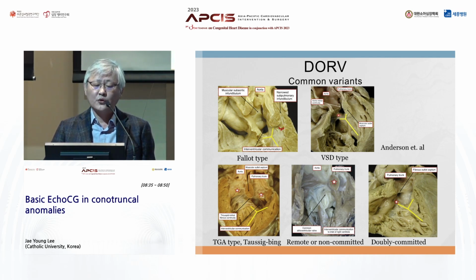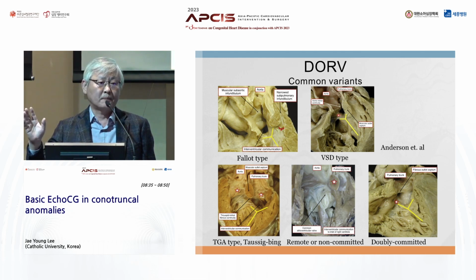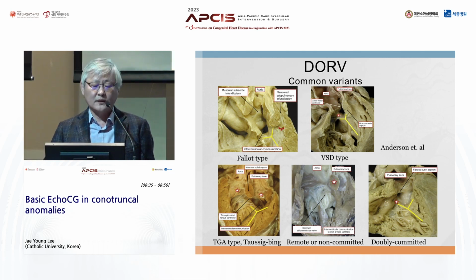In this case also, the VSD is within the limbs of the TSM, and the conal septum inserts to the anterior limb of the TSM. And in this case, the RVOT is widely patent. But in this case, you know, the conal septum here, VSD is here, and the pulmonary valve, aortic valve, conal septum inserted to the posterior limb of the TSM. These are subpulmonary VSD, the so-called Taussig-Bing anomaly.